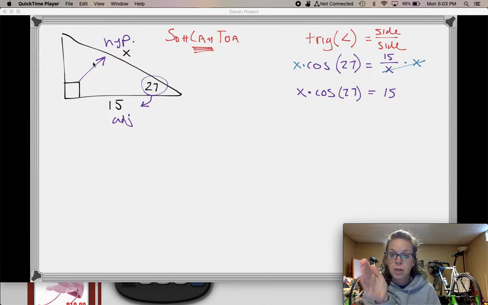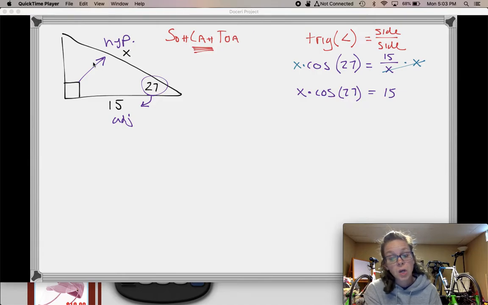Now I wrote the x in the front on purpose. I find if students put it next to the 27, they'll accidentally get it like inside of the cosine. It is not with that 27. That 27 is stuck inside of that cosine cage. The x is outside. So I like to put my x in the front of it so that I make sure that that's staying separate.